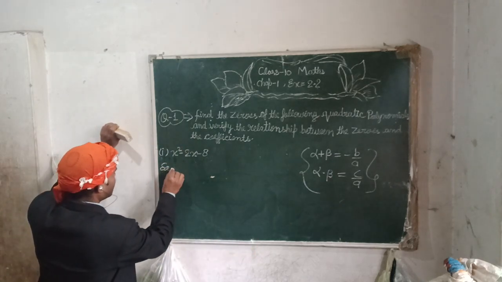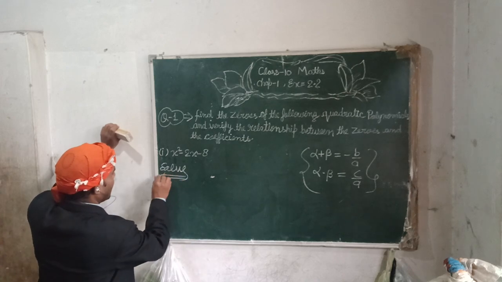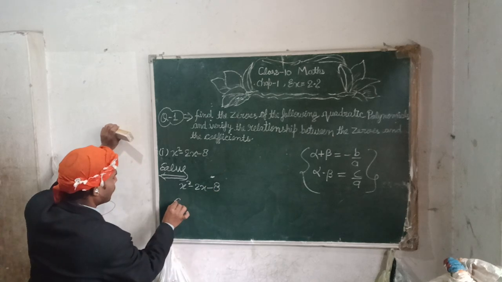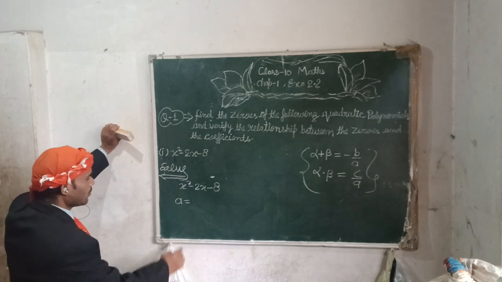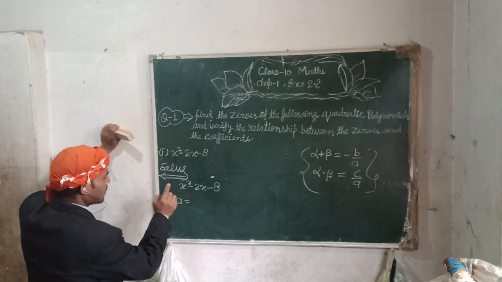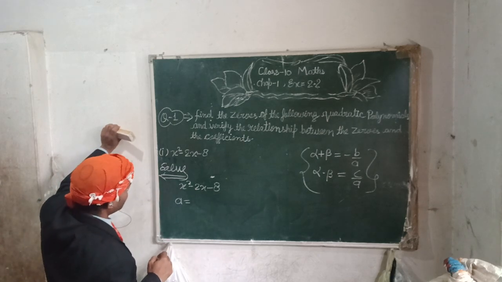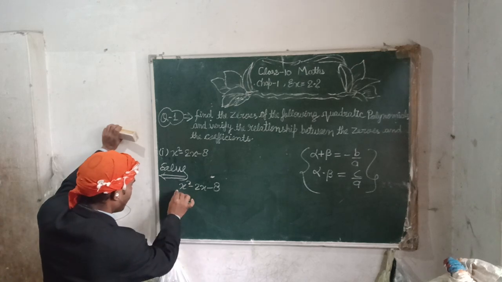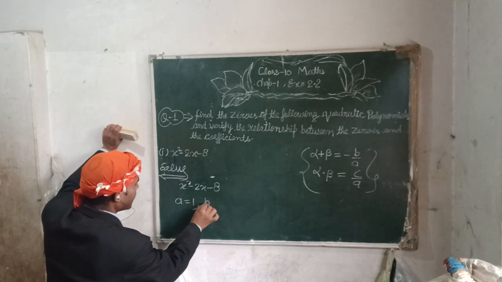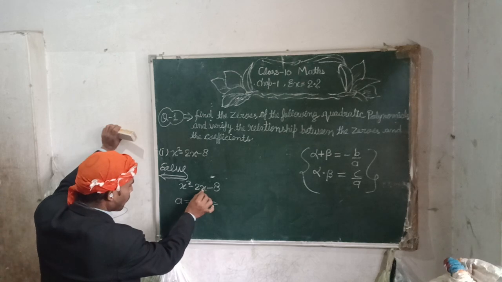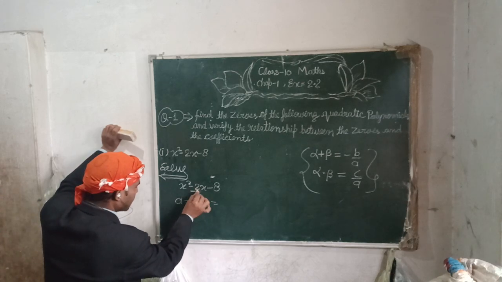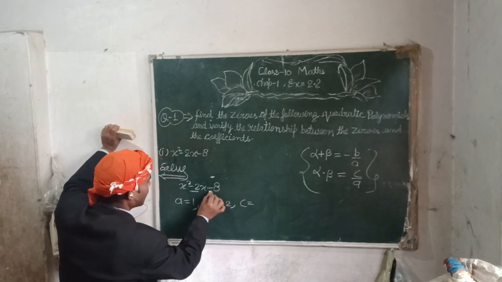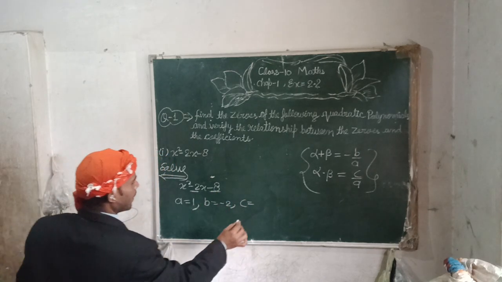Okay, my dear students, let us solve this question: x square minus 2x minus 8. The value of a: you know, 1 is hidden in multiplication with x square. So the value of a is your 1, the value of b, the coefficient of x, is minus 2, and the value of c is minus 8.